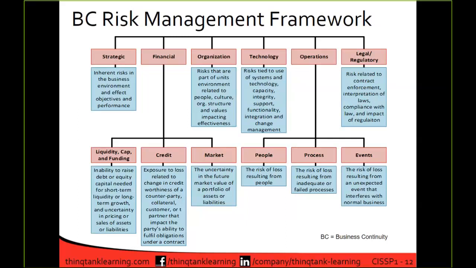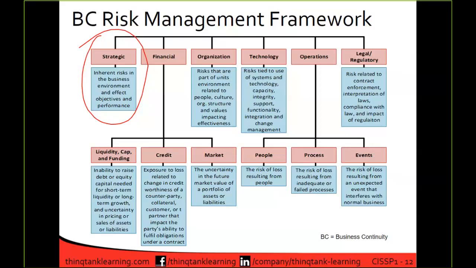So let's take a look first at strategic and what it says here. All right. So, inherent risks in the business environment and the effect, objectives, and performance. What does that mean? Talk about business continuity. So this flow chart is supposed to define strategic goals. Points of interest, right? Remember what I said about the risks that are tied to my organization might be similar to the risks that are tied to a different organization, but because of the visibility of my organization, that inherent risk is not necessarily as high as maybe a much more well-known organization, right?